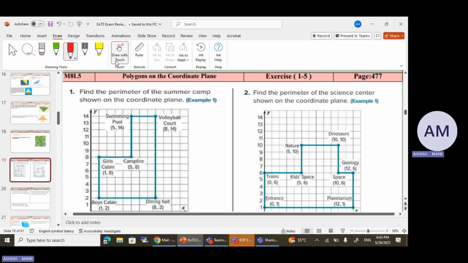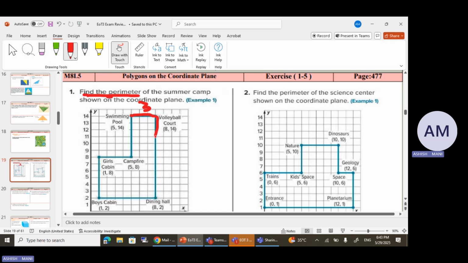Now we have to find the perimeter of a figure on a coordinate plane. Perimeter is also known as boundary. If we see this figure, how do we find the boundary? We'll start from here, from the swimming pool to the volleyball. How much is the distance? If you see 3 boxes, we write here 3.